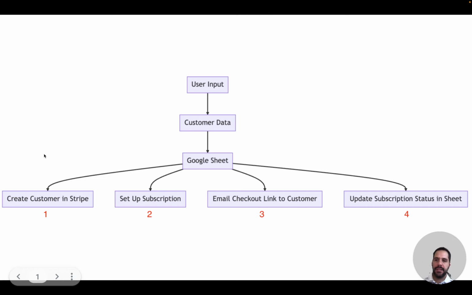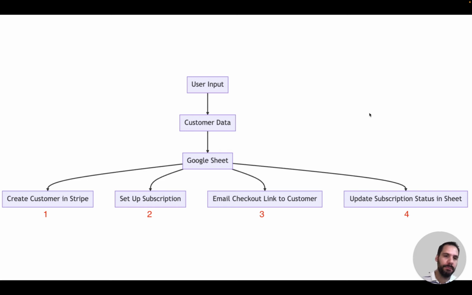So it creates the customer in the Stripe dashboard. It sets the subscription for the newly created customer. It sends an email, a checkout link, a payment link to the customer for him to pay, and then it updates the subscription status in the sheet.